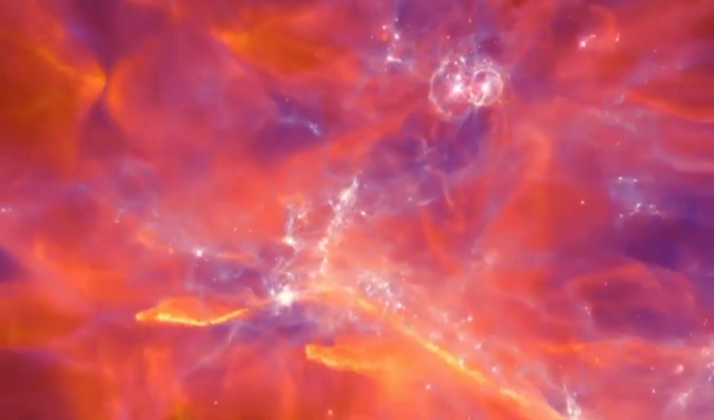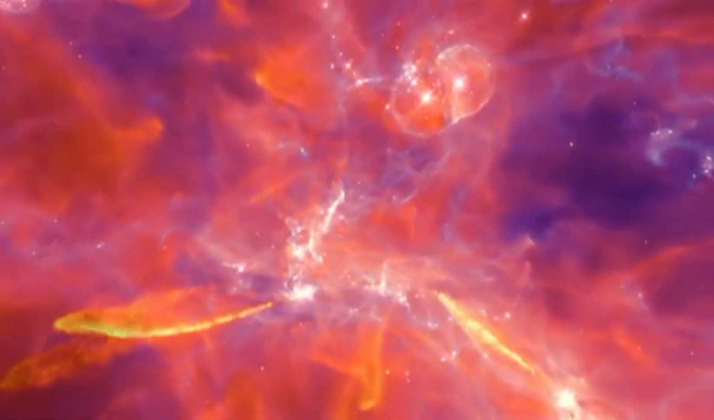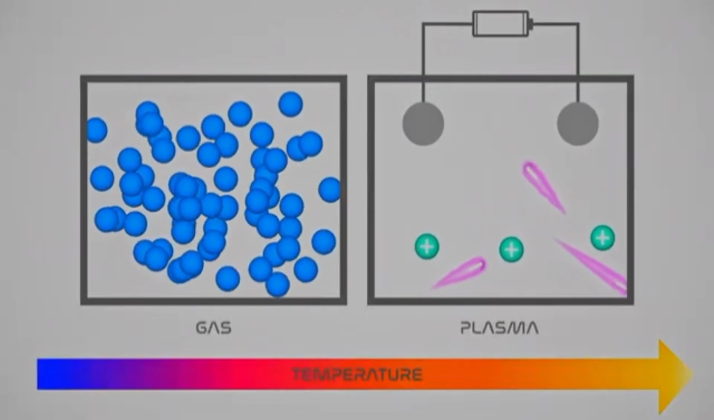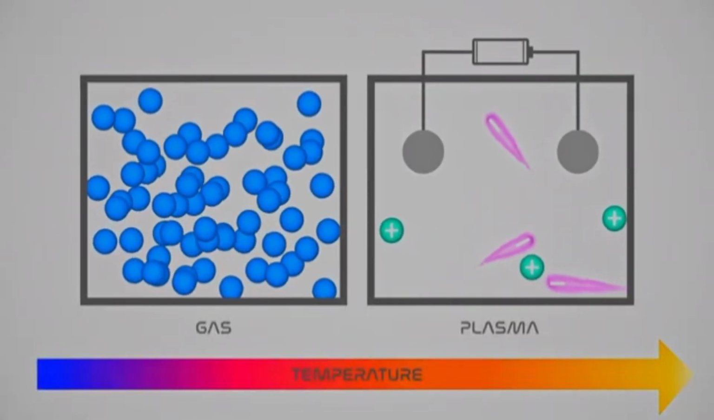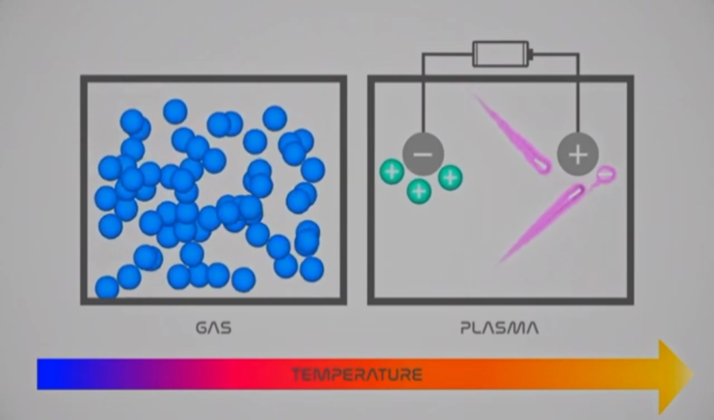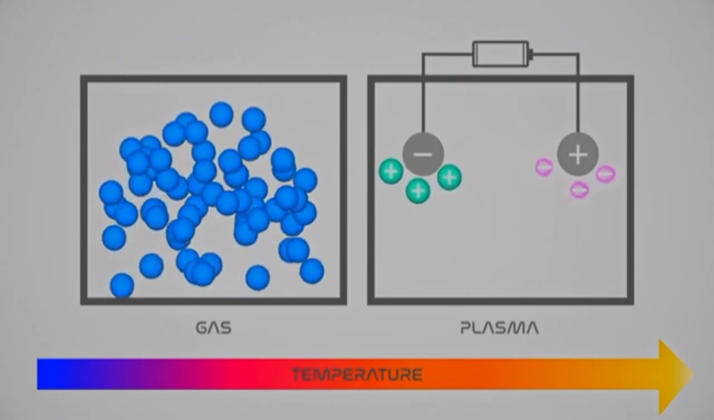Most of the substance in stars is in the form of plasma. Plasma is a state of matter with a very high temperature. Neutral atoms undergo a process of ionization and break down into ions and electrons.